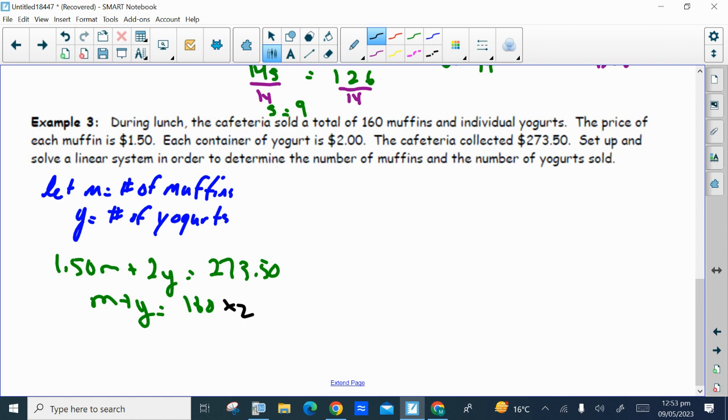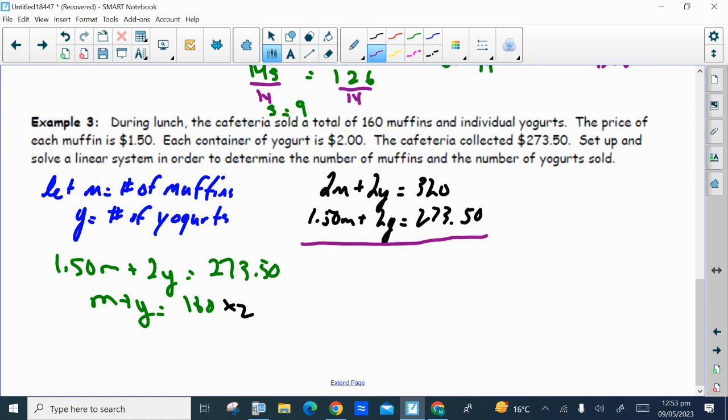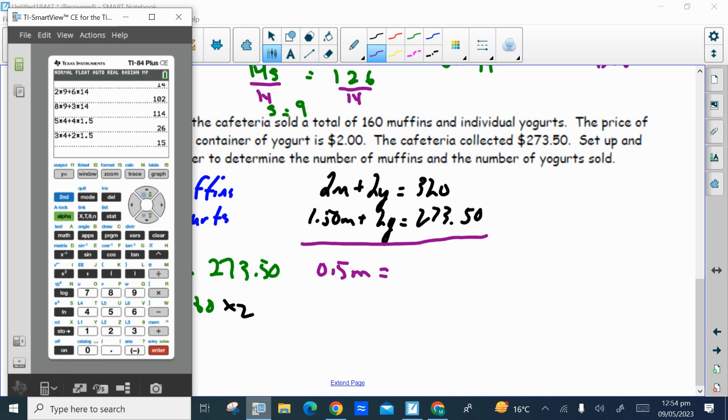Multiply the bottom equation by 2. So that'll give you 2M plus 2Y equals 320. We'll keep the first equation the same because it also has a 2Y in it. And then we will subtract the equations. 2M take away 1.5M will leave us with 0.5M. When you subtract the 2Y's, they cancel. So on the right side, we need to subtract the 273.50 from the 320, which is 46.50.